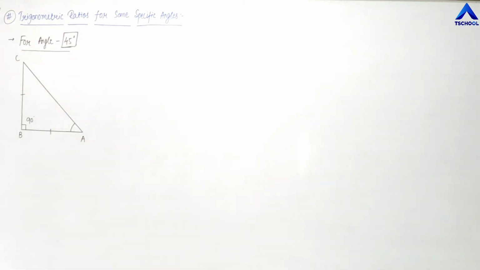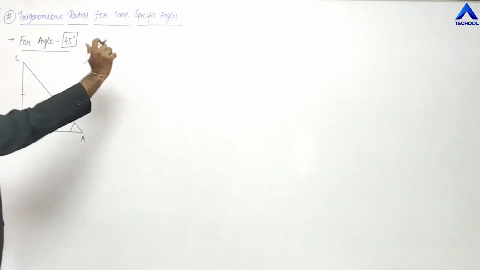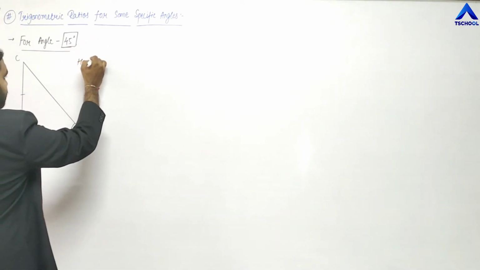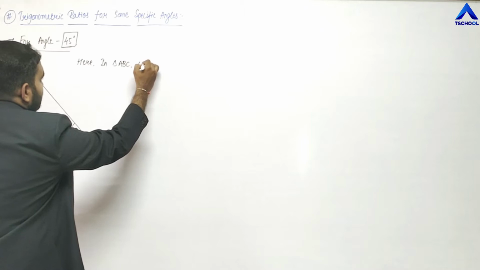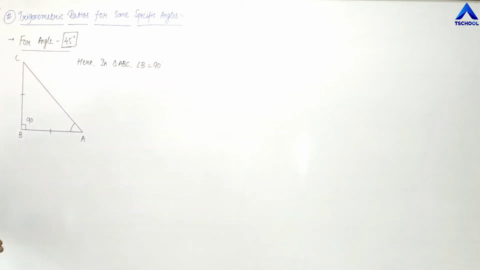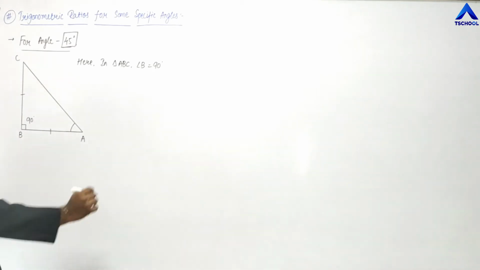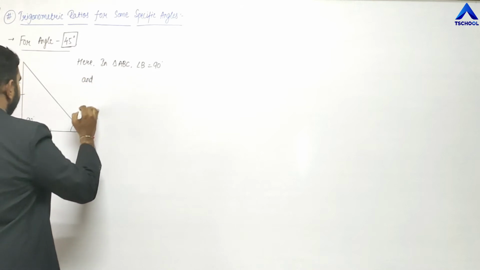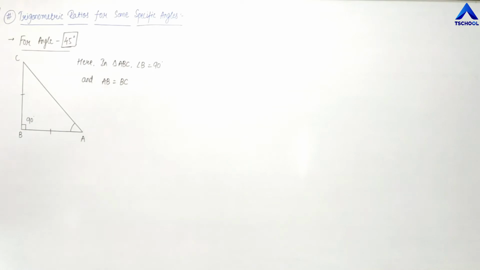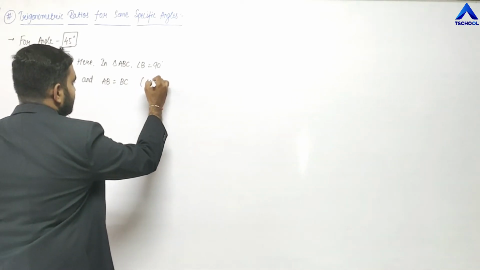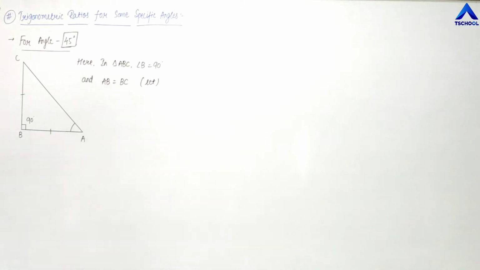Before starting with this angle, I have taken a triangle here. In triangle ABC, angle B is equal to 90 degree, as we all know, and we will take AB equal to BC. That means we are assuming that AB is equal to BC. That means these two sides are equal.